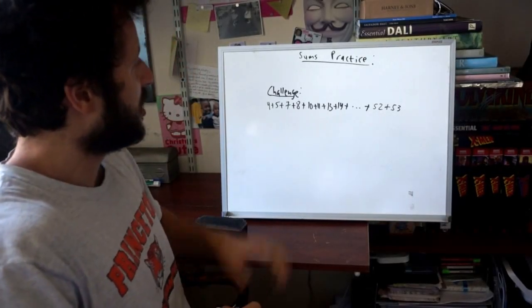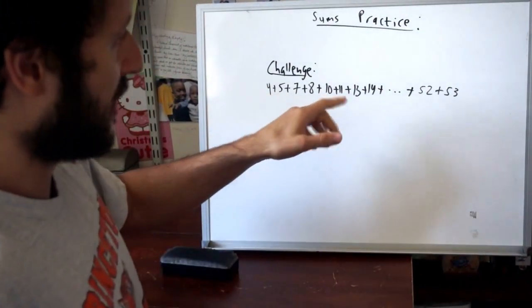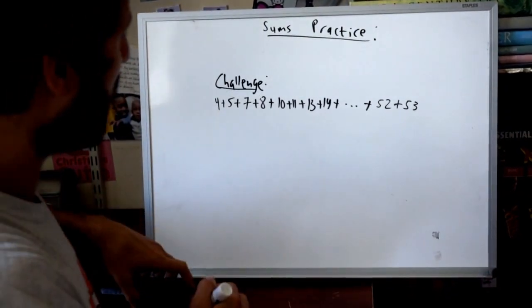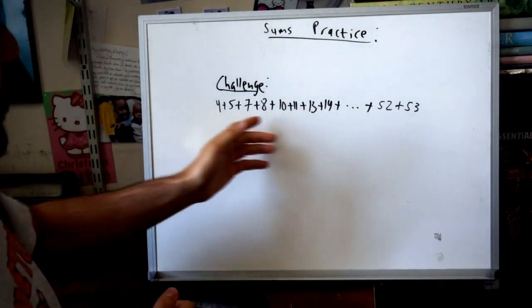In this video we're going to do a challenge problem to practice the sums from the previous video with an arithmetic sequence. Well, this is not quite an arithmetic sequence or series. Series, remember, is the pluses, sequence is just commas. So how do we solve this problem?